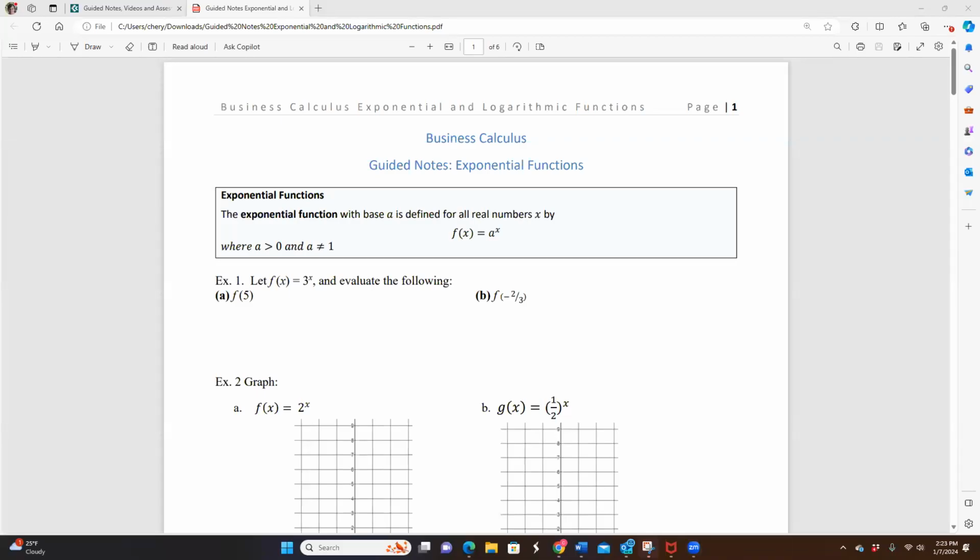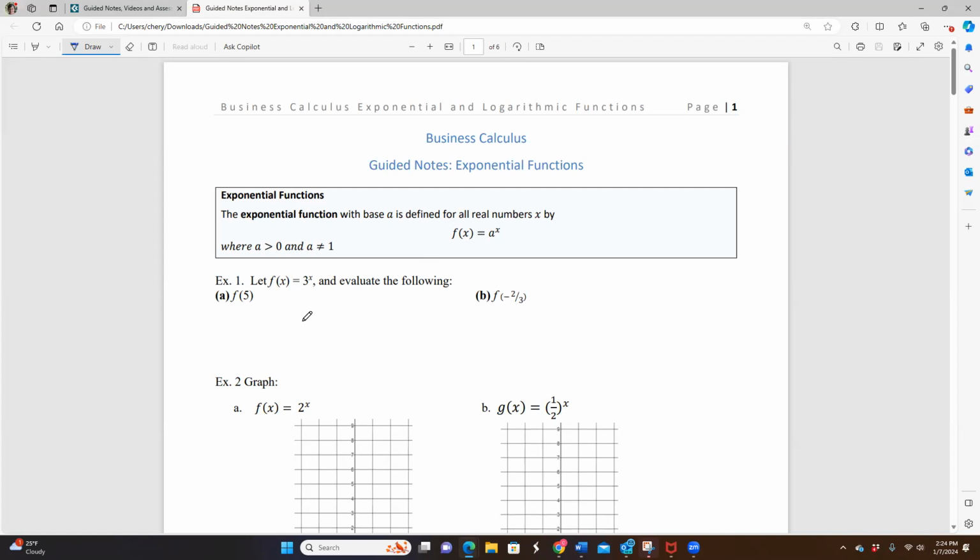In this video, we're going to look at exponential functions. This is section 1.7 from your book. Now, exponential functions are of the form, well, they look like this. In our little blue box, it says an exponential function whose base a is defined for the following real numbers x as being f of x equals a to the x, where a is greater than 0 and a does not equal 1. So let's substitute some values in.